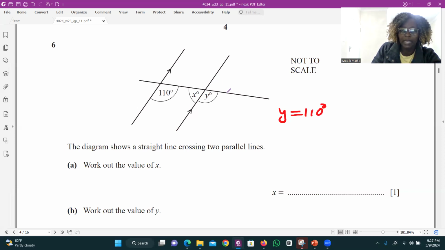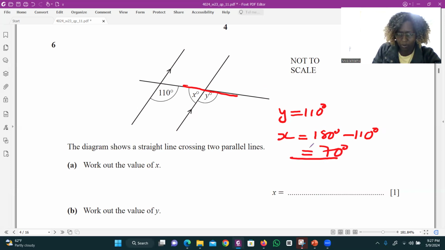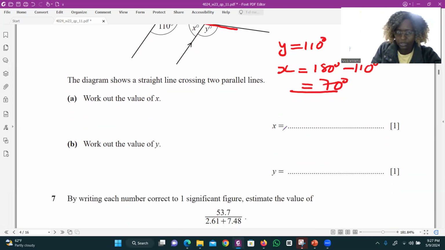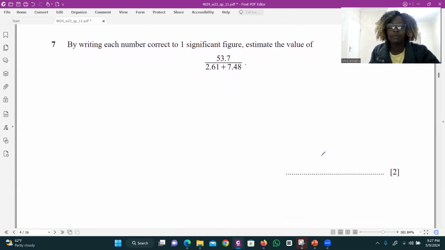Then what is my x? This is a straight line. Angles on a straight line add up to 180. So I can say x is equal to 180 degrees minus 110 degrees. So I will get 70 degrees. So that's how we answer. Our x is 70 degrees here, and y is 110 degrees. Okay, fine. Let's move on.